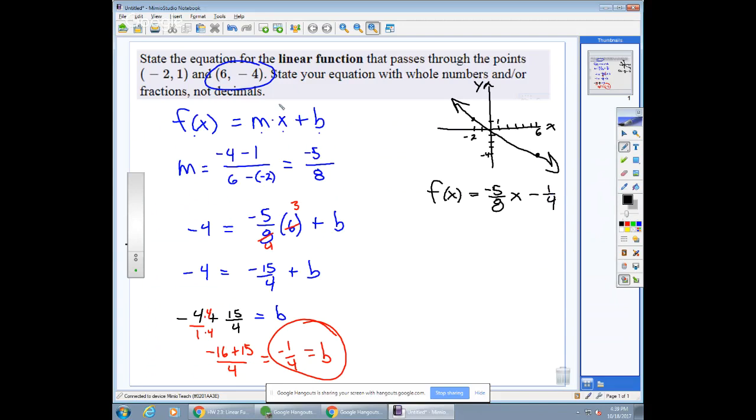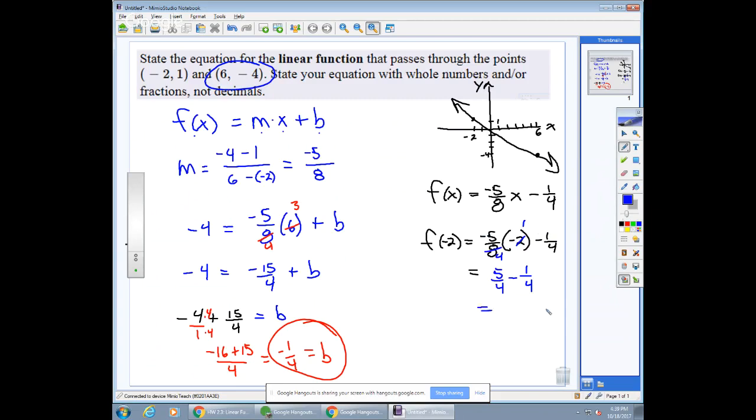Now I'm going to double check that by plugging in the -2 from the other point and see if I get 1 back. So I want to know, what is f of -2? That would be -5/8 times whatever, minus 1/4. My whatever happens to be -2. Do the arithmetic. 2 goes into 8 4 times. Negative times negative is a positive. So 5/4 minus 1/4. I got that right? Looks like it.